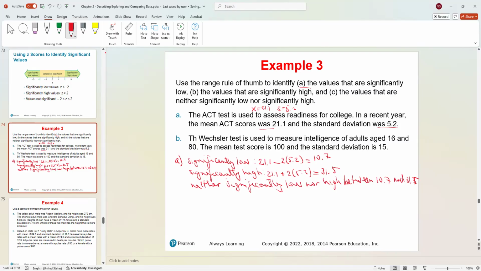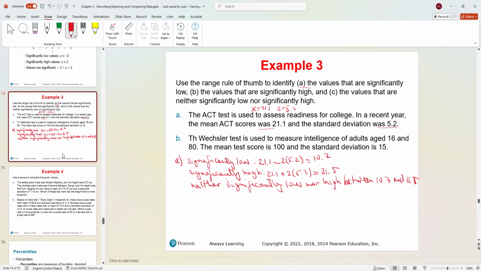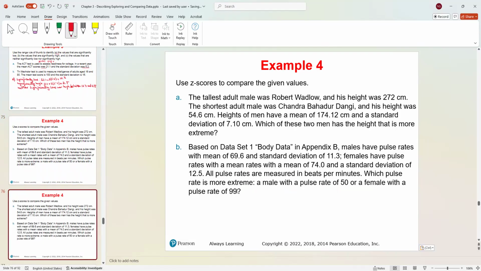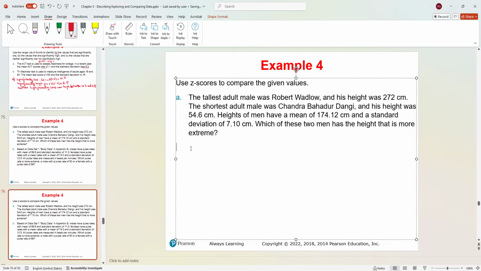Usually I do one example and I leave the other ones for you to try, to make sure you try it very well. And we can continue doing more examples like this. Here they ask you to use z-score to compare the given values. For the first exercise, usually I'm gonna do the first one and leave you with the second one. I'm gonna do A and leave you B. Use z-score to compare the given values.